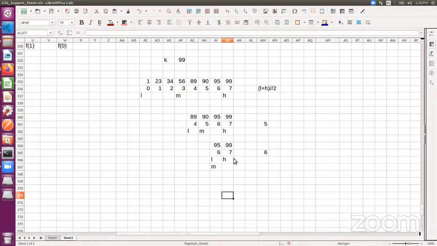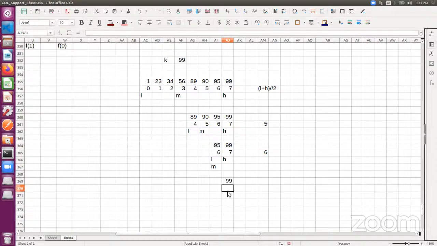So till this step, it is fine. Now what happens? The next step, here the mid element was 95. Comparing 95 with 99, it is not equal. So the key is greater than the mid element, so we have to go to the right hand side. On the right hand side, there is only one element, 99.